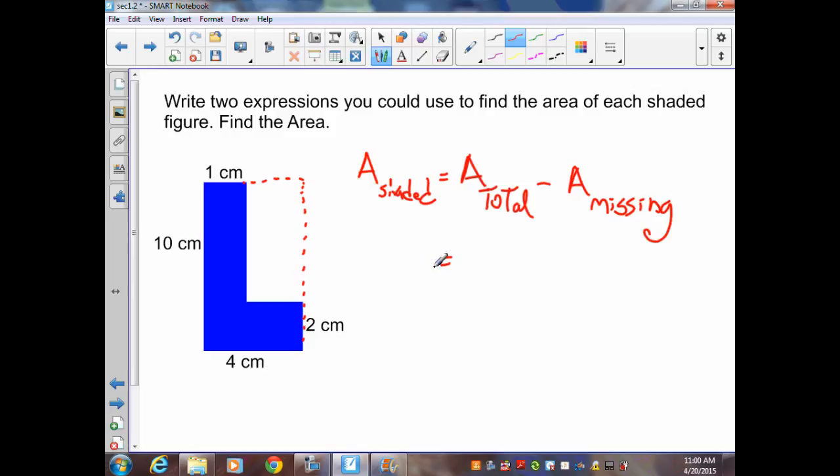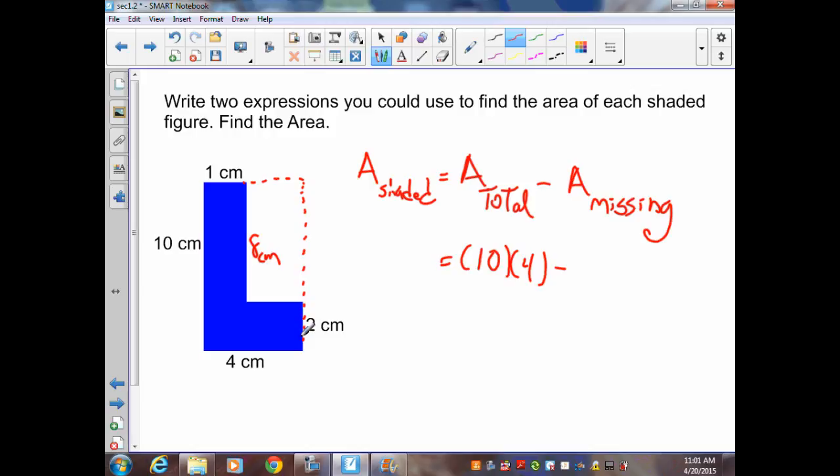Area of the total would be assuming that this was a complete rectangle without this chunk missing. So to find the area of the total, I'm just going to take the length times the width, which gives me the area of that rectangle. So it's going to be 10 by 4, minus the chunk that's actually missing. And here, I know that this chunk, as determined from the previous page, is 8 centimeters.